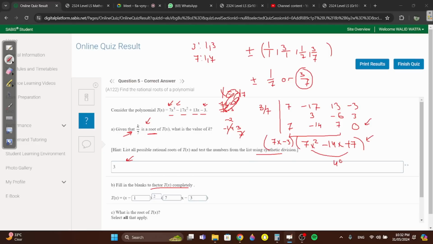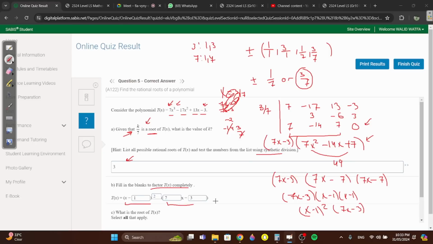7 times 7, 49. Which numbers, when you multiply them, you get 49, and when you add them, you get 14? 7 and 7. So 7x, 7, and then 7x, and 7. And then 7x minus 3 over here. Okay, and since it's plus, that means both get the same sign. It's minus in the middle, so minus 1. Can you divide by 7, divide by 7? Yes, you can. So you get 7x minus 3, x minus 1, x minus 1. Okay, so instead of writing x minus 1 twice, I can just write x minus 1 squared, 7x minus 3.